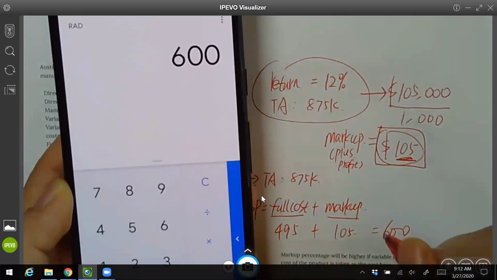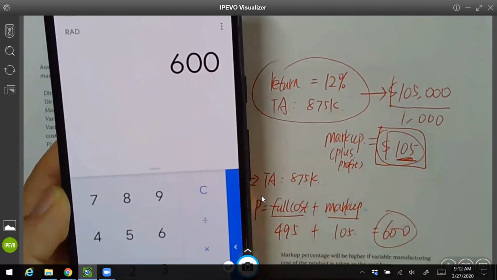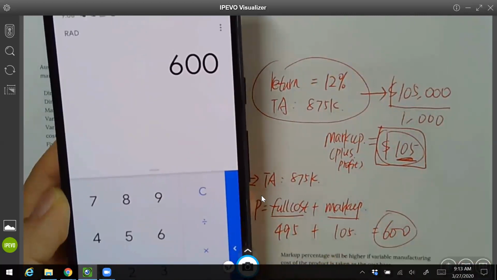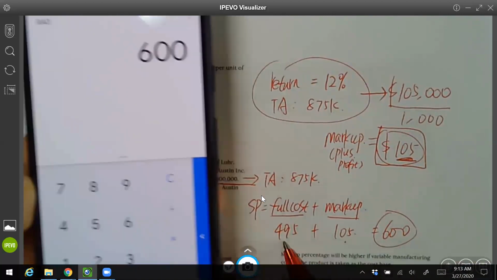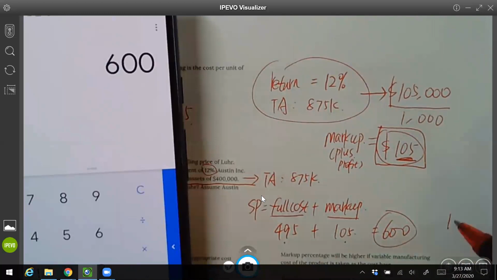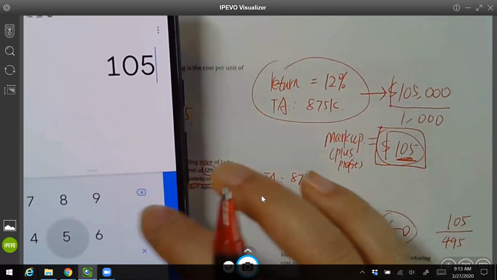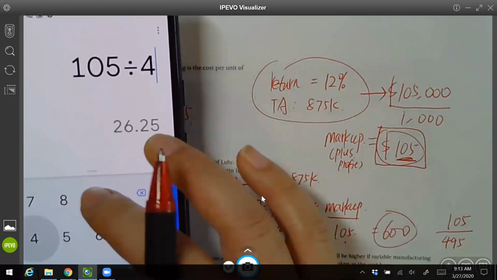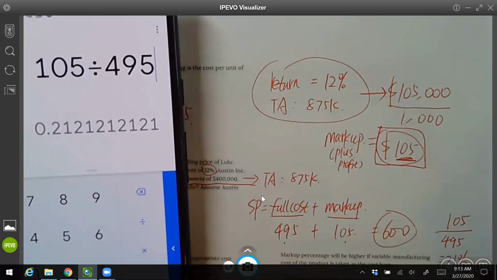So if I want to ask you, hey, what's markup percentage? Markup percentage is always your markup divided by your cost. So your markup percentage will be 105 divided by 495. I'll just do it quickly since we are already here. 495 gives you 21%.